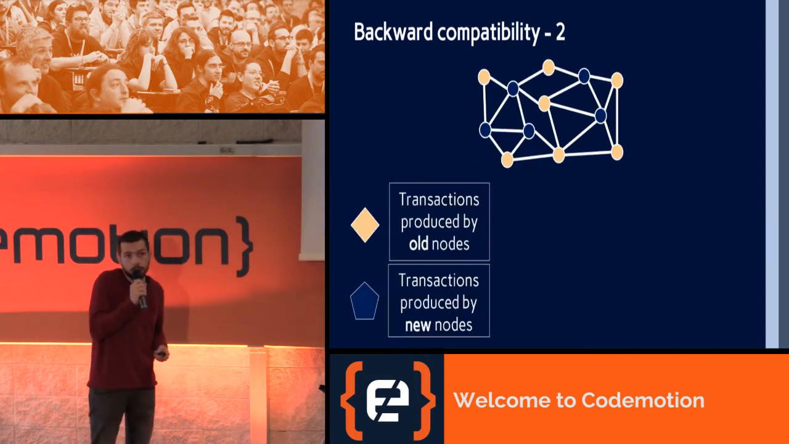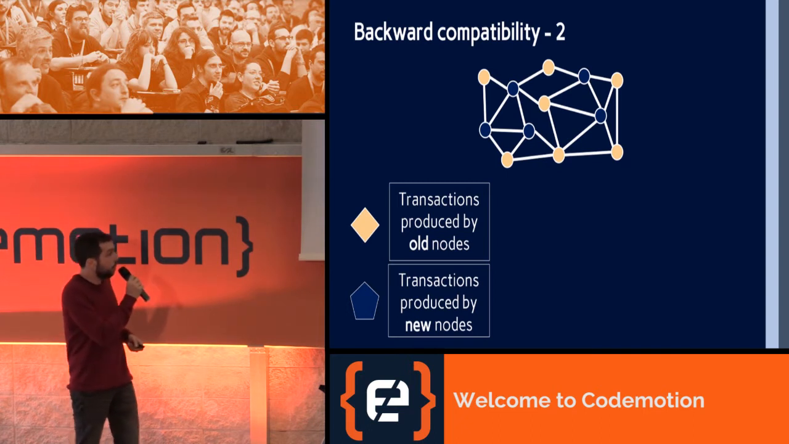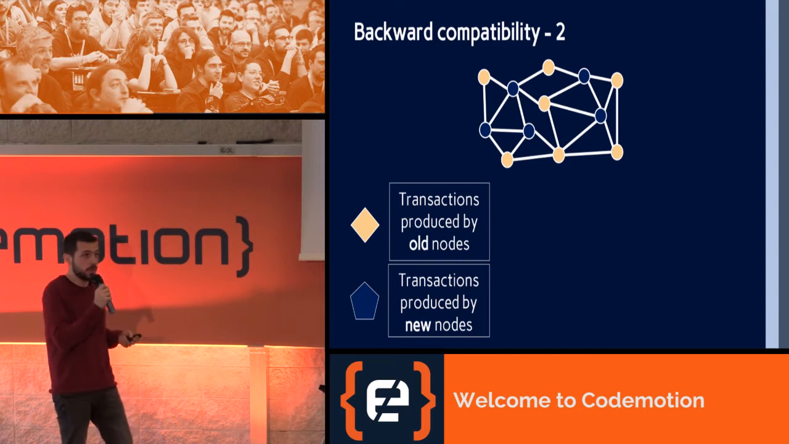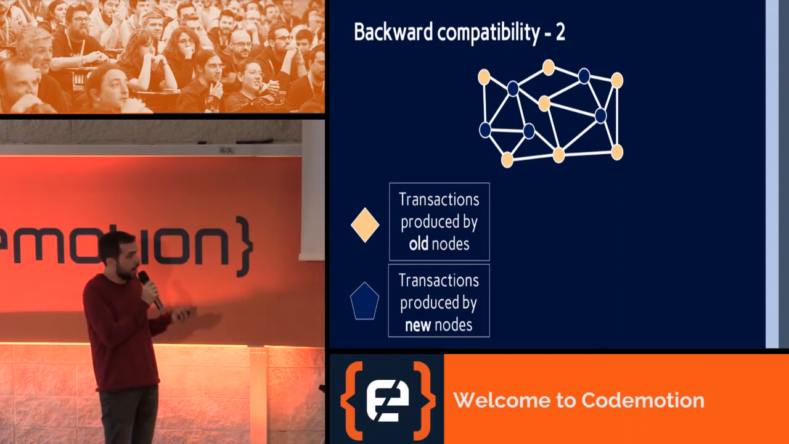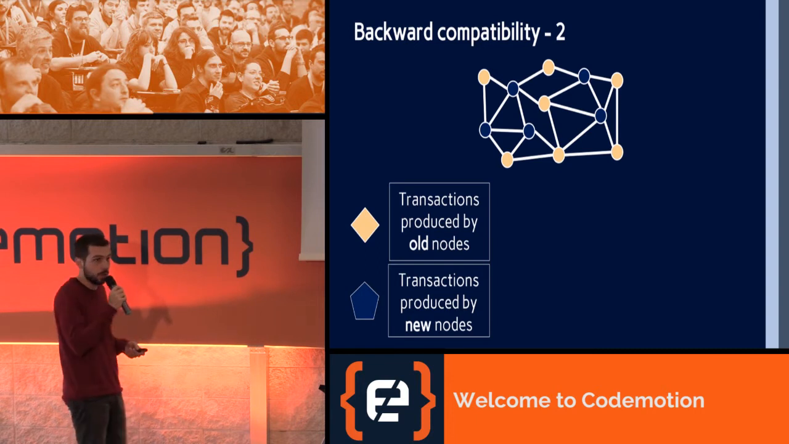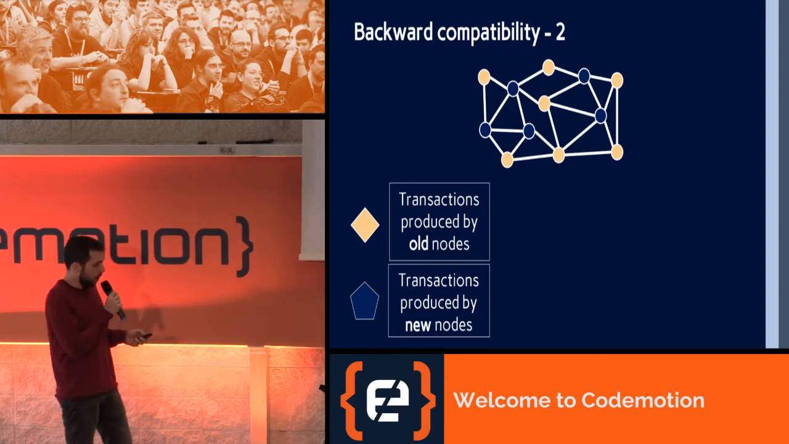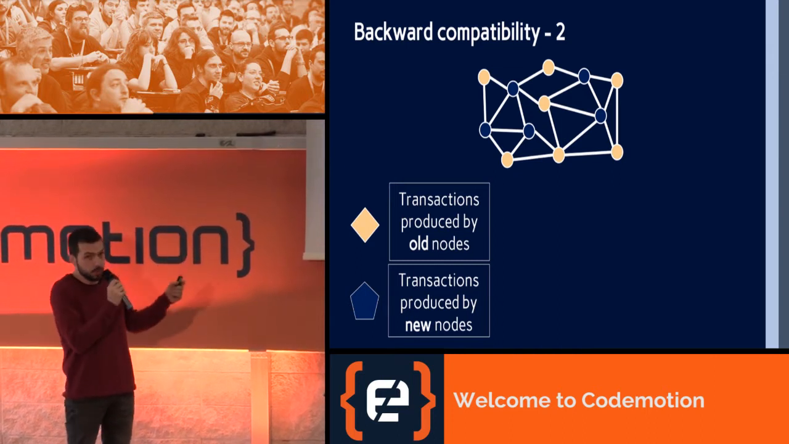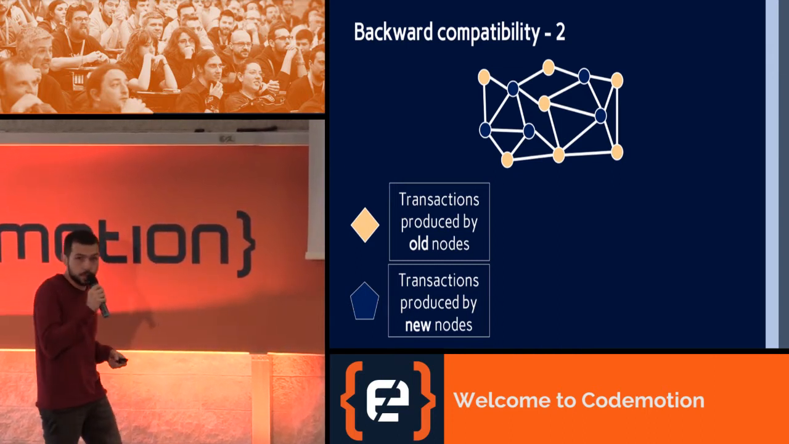As you may know, in Bitcoin, for example, we have blocks that gather transactions. So transactions are organized in blocks, and we have a chain of blocks that every node follows to know which transactions are confirmed. So in this case, let's say that the yellow transactions are the ones produced by old nodes, and the blue transactions are the ones produced by new nodes.